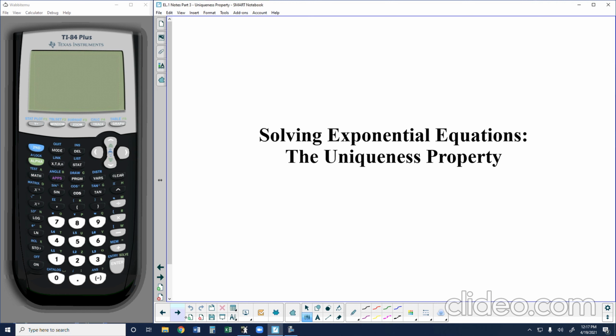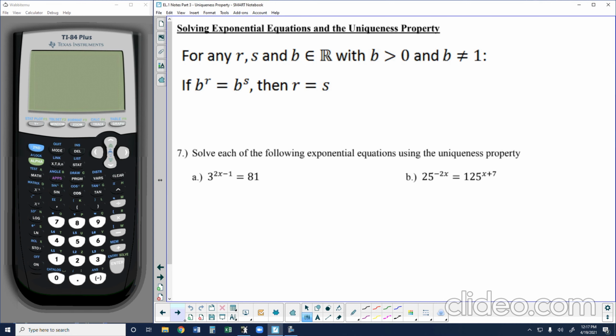Today, we are going to focus on one method of solving exponential equations. This is going to be one of our methods. Essentially, we're going to create a toolbox. This is our first tool to solve exponential equations, and it is called using the uniqueness property.